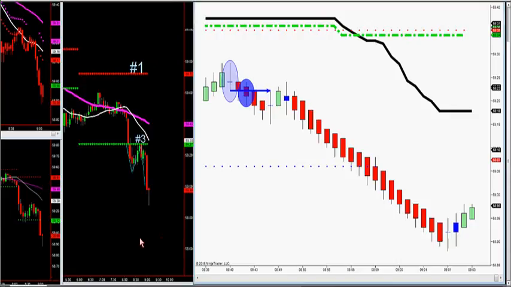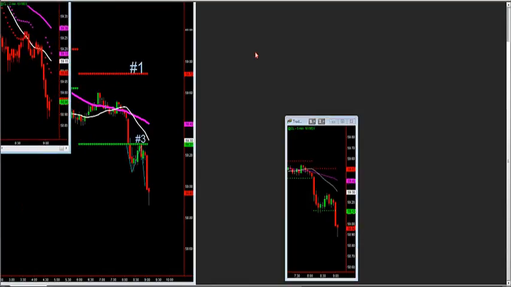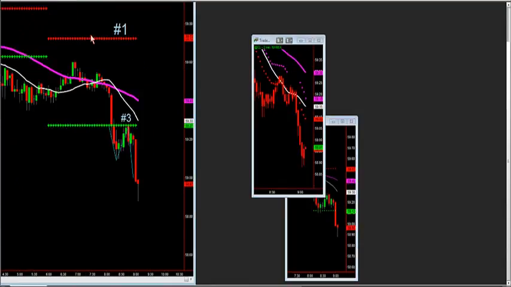Okay, price profile has been around since 1985. Volume's been around since 1994. So essentially, these same exact setups have been working for 30 years on market profile. Let me blow this up a little bit larger so you can see it.